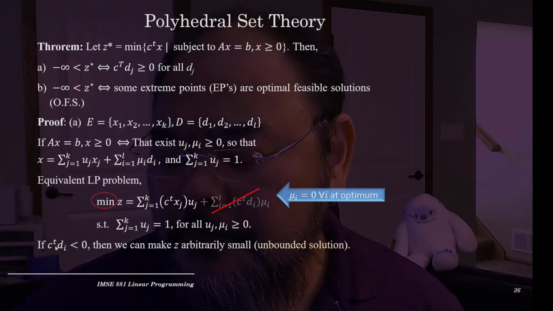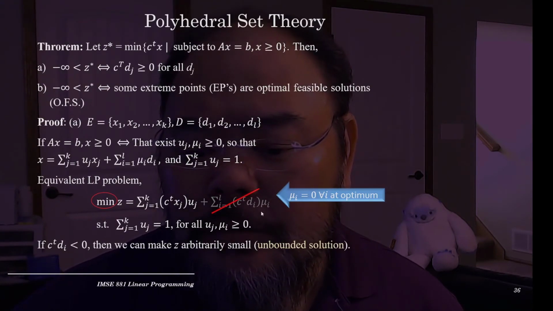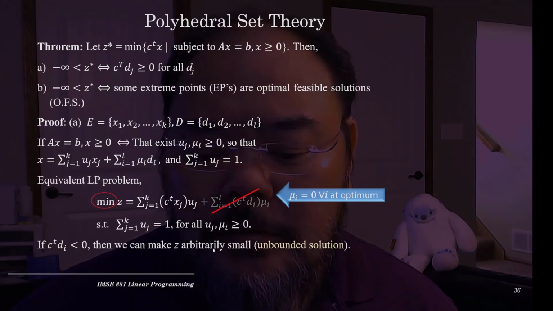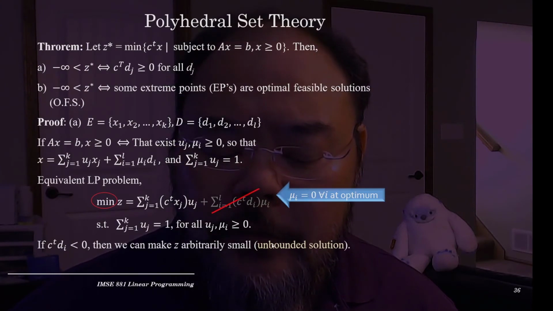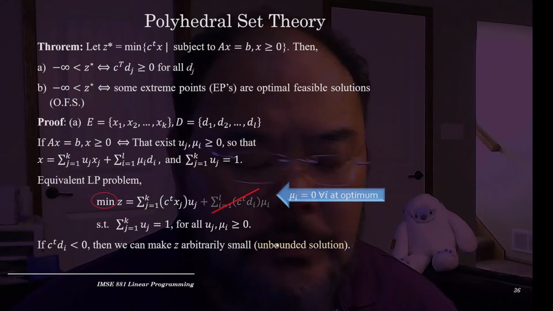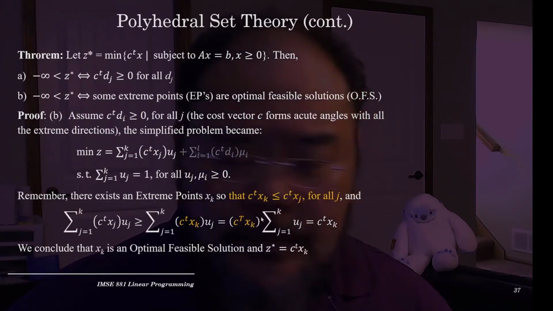If C transpose times Di, which is this part, is less than 0, then using a positive mu i will actually improve my objective function. Then we can make Z, my objective function value, as small as possible, and therefore we define this type of problem as having an unbounded solution. Next, part B.